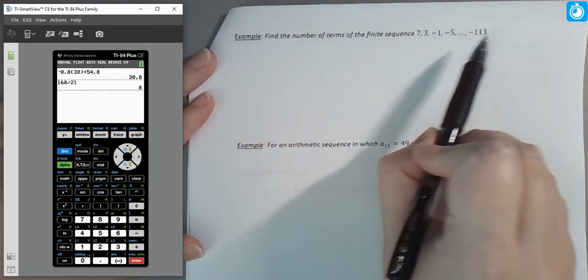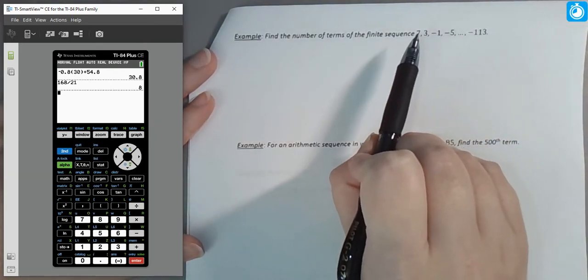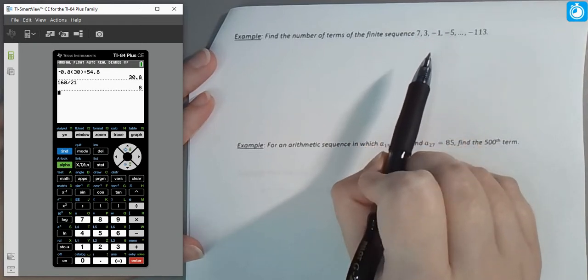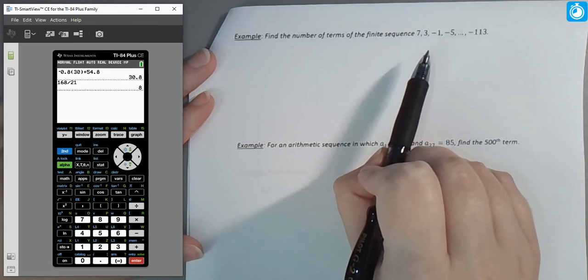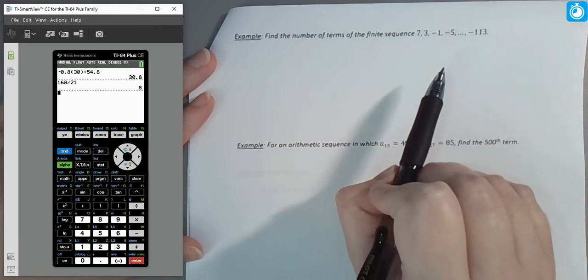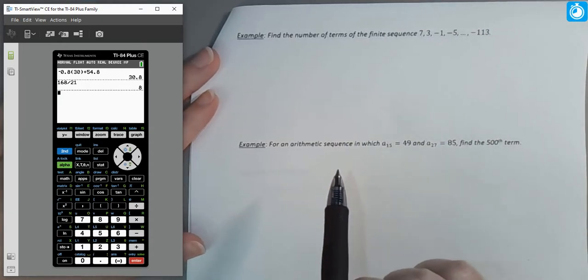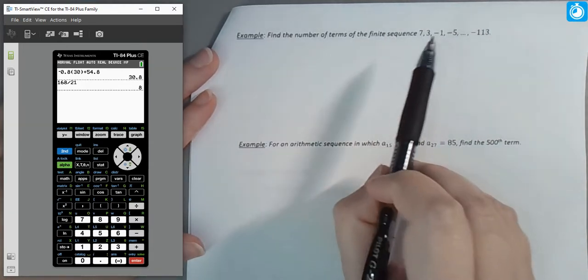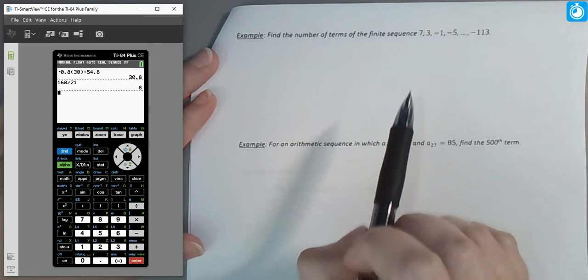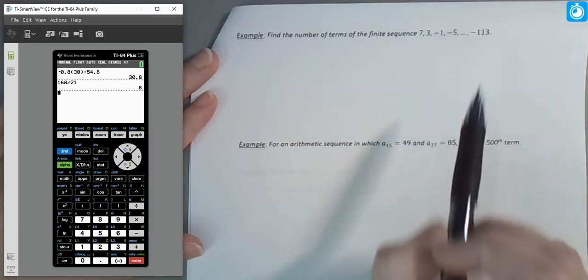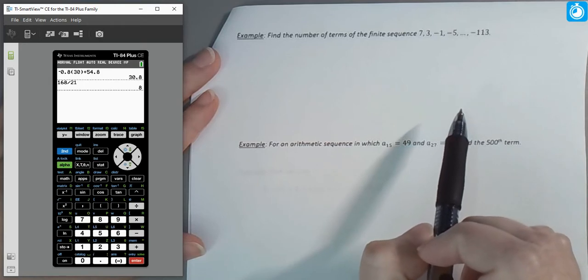Well, we can determine that this is an arithmetic sequence. So notice to go from 7 to 3, we decrease by 4. To go from 3 to negative 1, we decrease by 4. To go from negative 1 to negative 5, we decrease by 4. So there is a common difference involved in this case. We want to determine, based on our information of how an arithmetic sequence is structured, how many terms are actually in the sequence that's been written down.